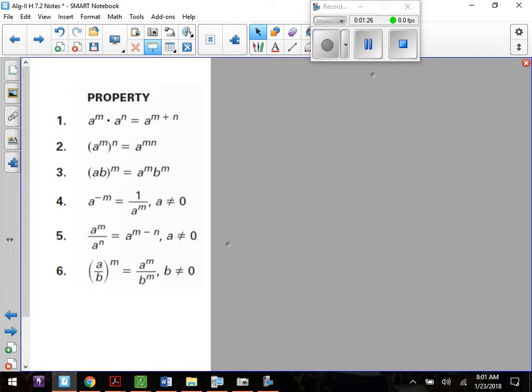And then obviously the last one was the distributive property with division. And the last one, it's not on there. What's anything to the zero power?